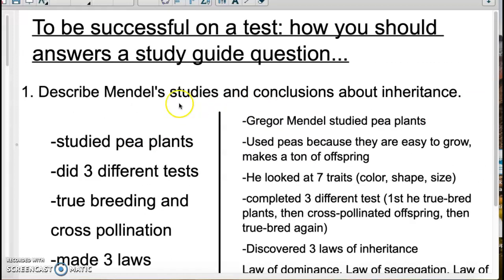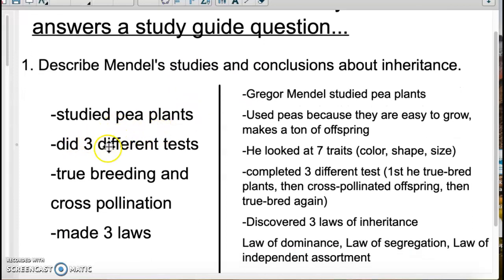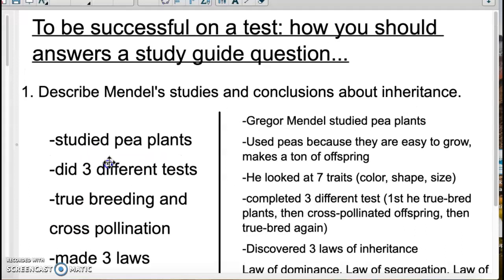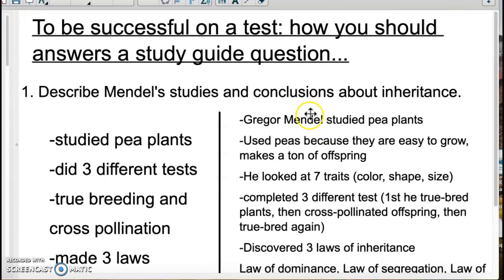So when you look at Gregor Mendel's studies, you could say he studied pea plants, he did 3 different tests, true breeding and cross-pollination, and he made up 3 laws. That's okay. That's answering the question, but you're not really getting a full quality of information. So over on this side would be what you maybe would want to include instead.